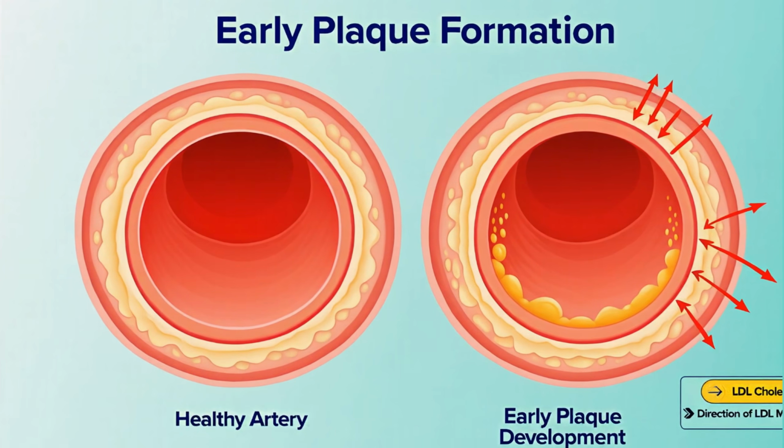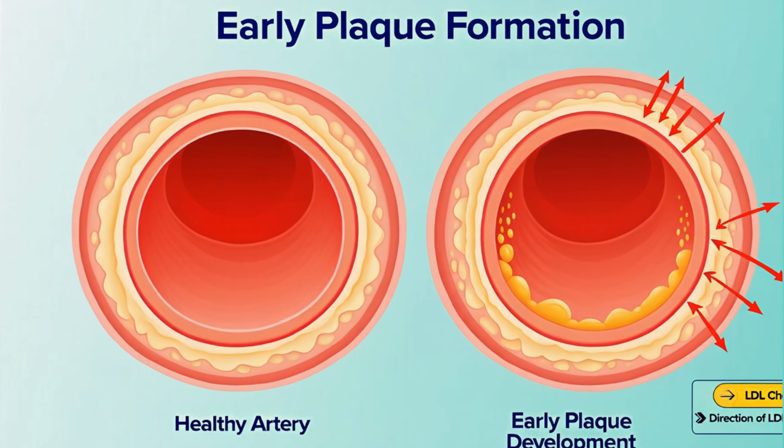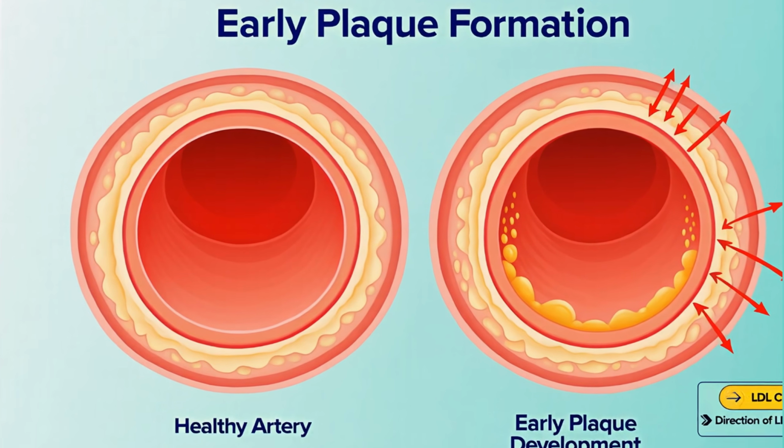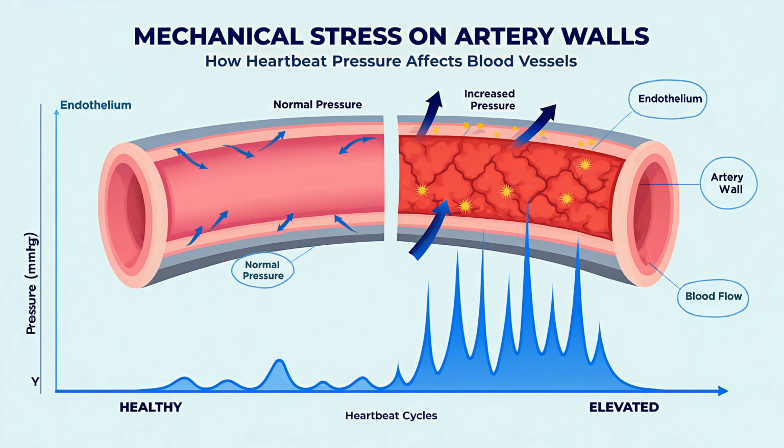If blood flow through one of these arteries becomes blocked, the heart muscle downstream begins to suffer from a lack of oxygen. Doctors call this ischemia, which simply means that tissue is not receiving enough blood. If the blockage lasts long enough, part of the heart muscle can begin to die. That is what we call a heart attack, or in medical terms, a myocardial infarction. But the blockage does not appear suddenly out of nowhere. It usually develops slowly over many years.